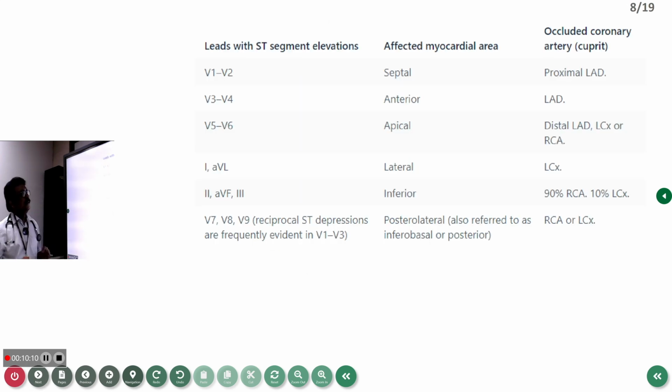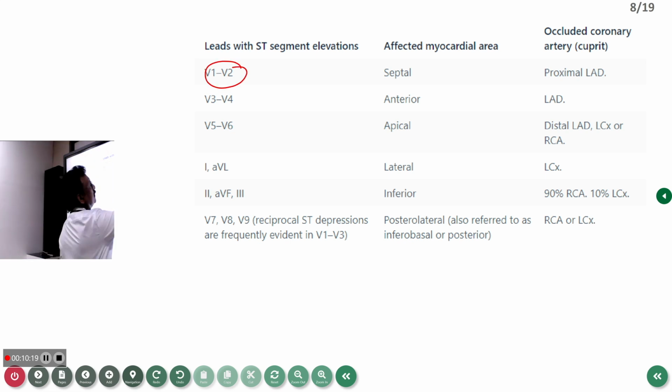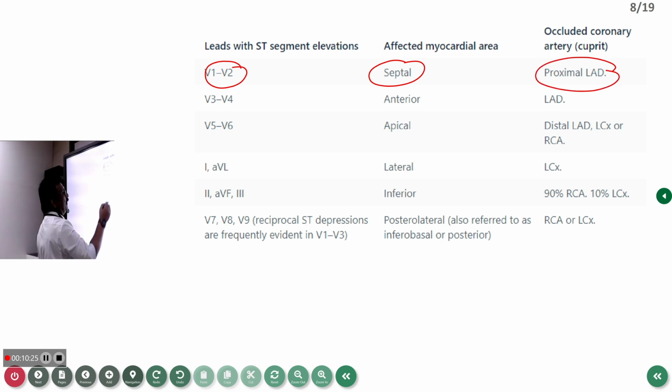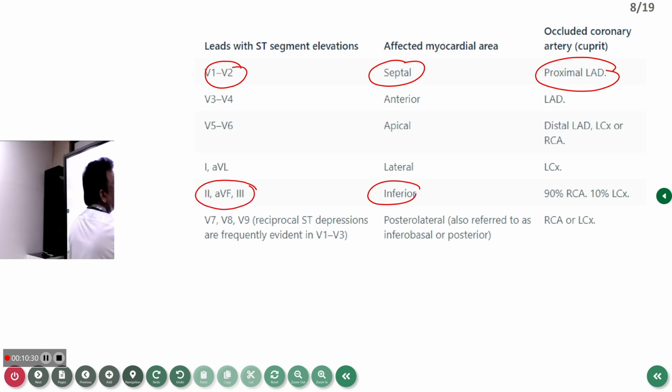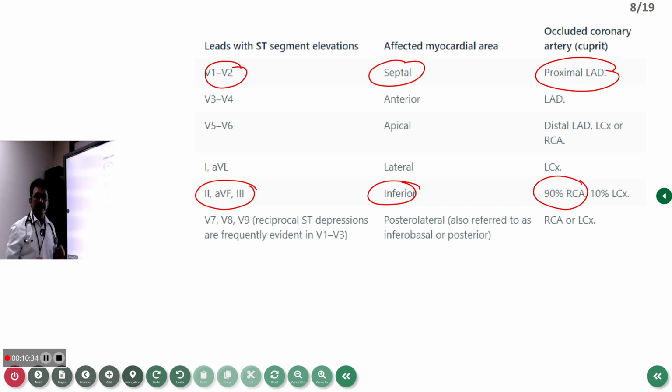Now depending on the leads, you can tell which area is involved, and you can also tell which arteries are involved. V1, V2 always indicates the septal area, and it is due to proximal LAD. Like that we can identify all these things. 2, 3, AVF we have already seen, inferior leads, and it is mostly, 90%, right coronary artery. That's why many patients with inferior wall MI can have bradycardia also, because the same artery is supplying your conduction system.